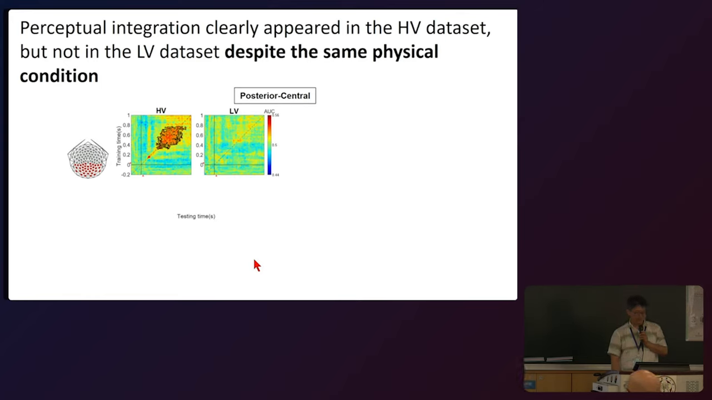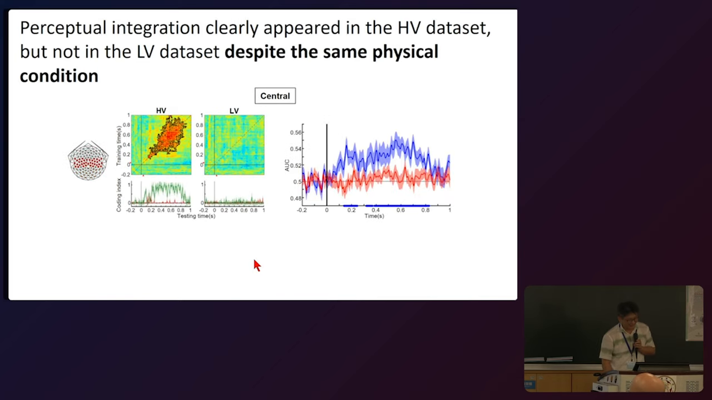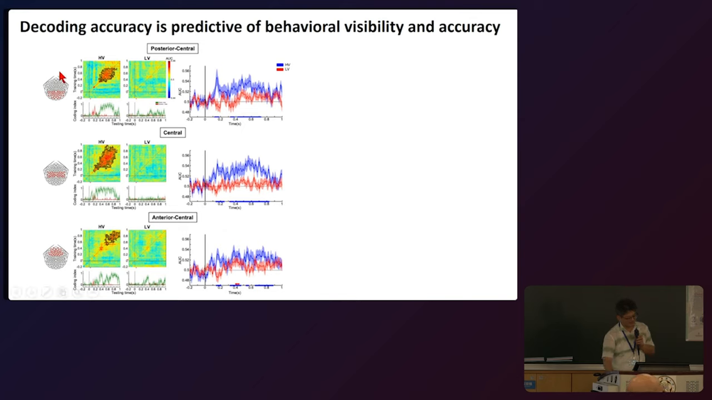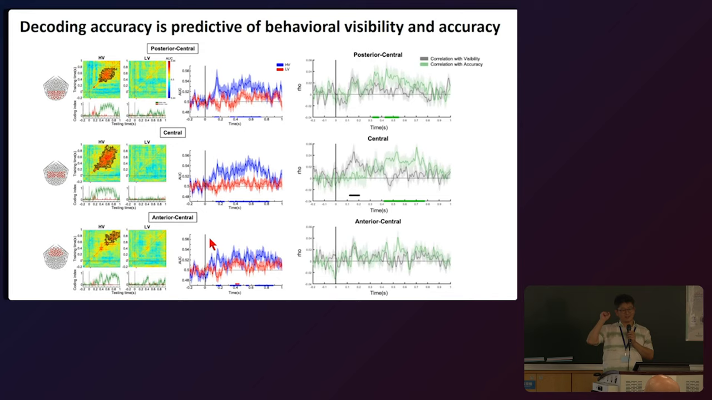So this is the additional data. I'll show you only this. You saw the most visible one, and this is the least visible one, and we only look at the diagonal part and at our behavior: visibility from 0 to 7, and also correct or incorrect. What I found is that in the central part, in the beginning, the correlation with visibility, high versus low, happens earlier, but your performance correct is related to the later part of the coding, in the posterior central part together with the central.